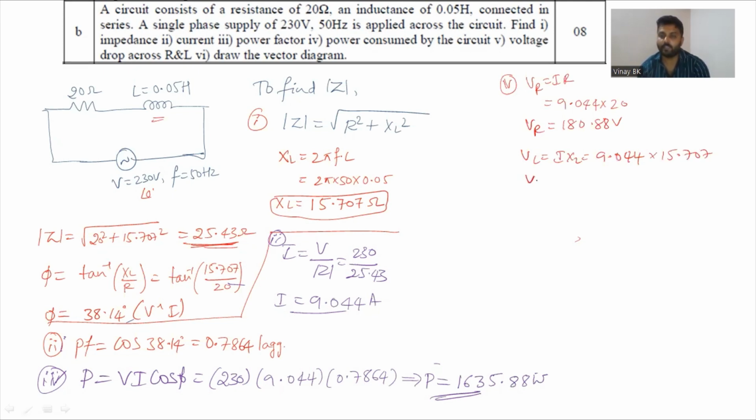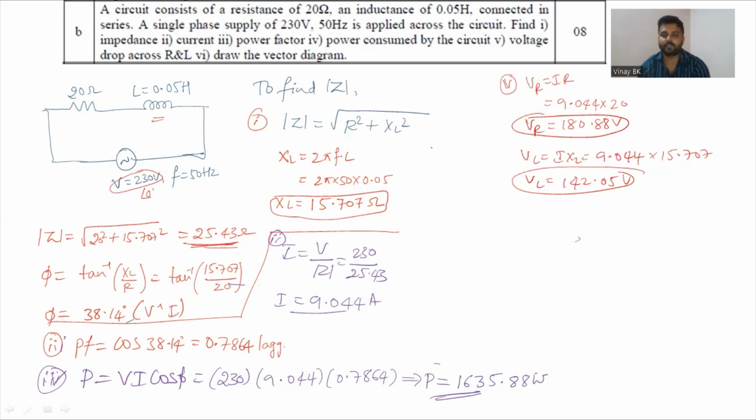Similarly, VL is I into XL, that is 9.044 into XL is 15.707. You can get VL equals 9.044 into 15.707, 142.05, that is 142.05 volts. So now we know the value of VL, VR, and they have given the value of V.